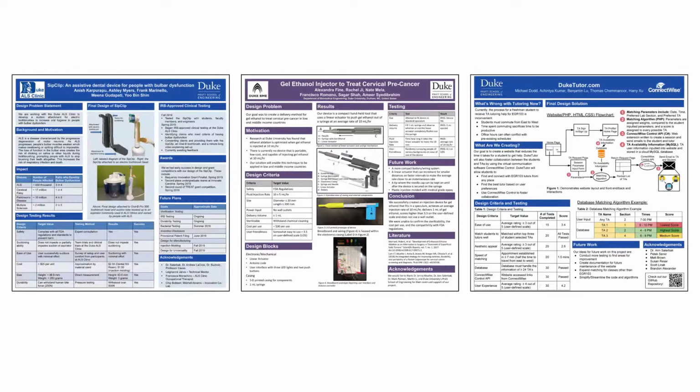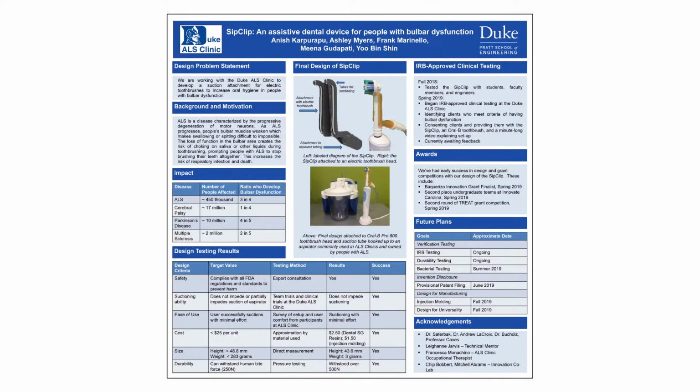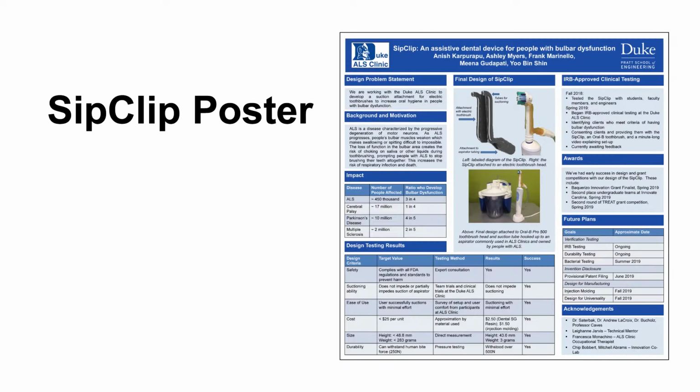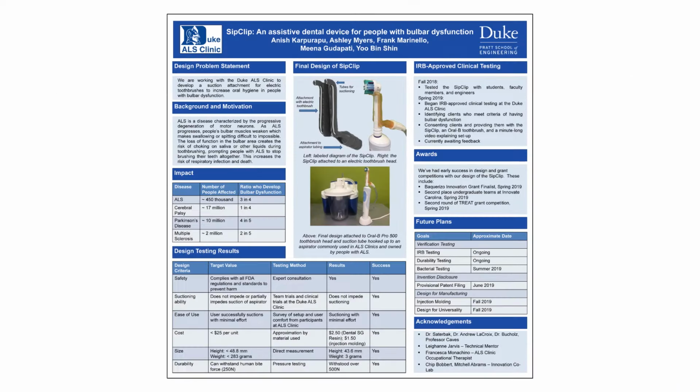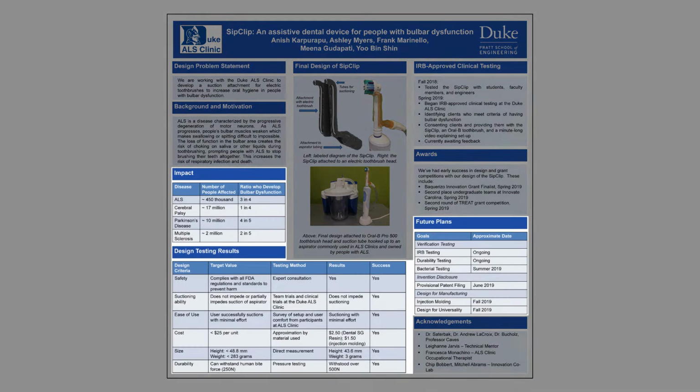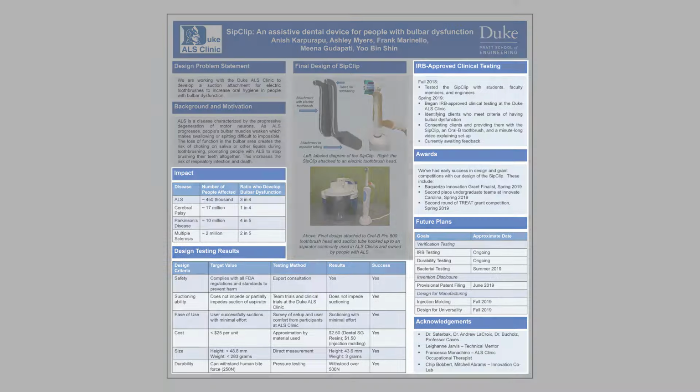Here are 3 examples of high-quality posters from previous EGR 101 teams. The SIP-clip poster illustrates many of the recommendations discussed by Dr. Paley. The poster is concise, clear, and correct. Note the team's use of tables and bullet points. They make it easy to scan and find information.